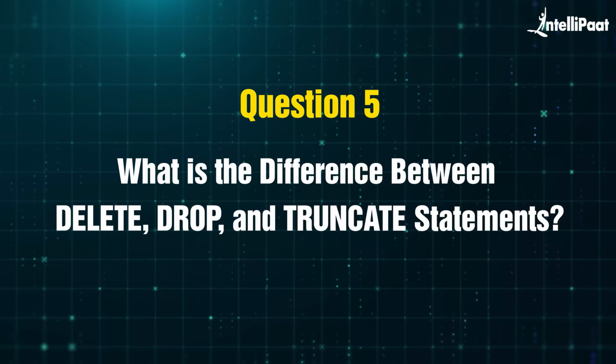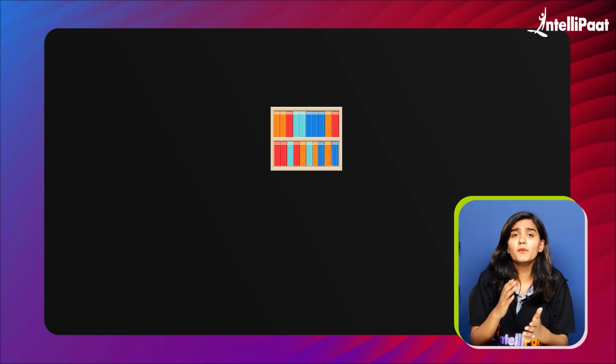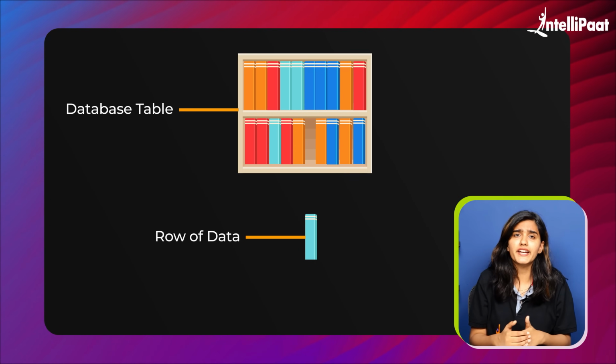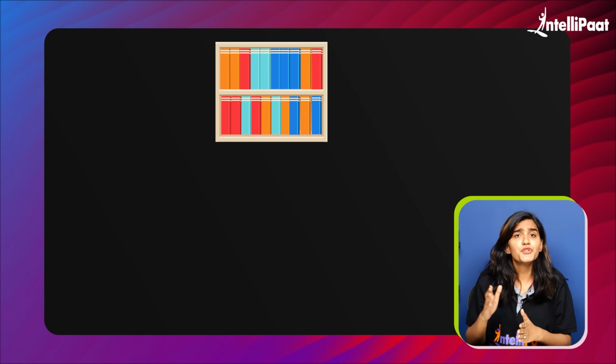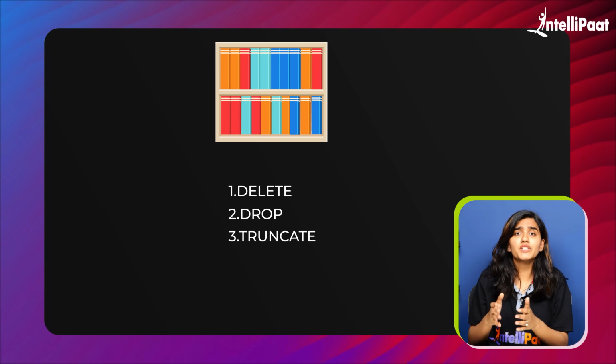Moving ahead with our question number 5, which is: what is the difference between delete, drop and truncate statements? So all of us used to have a bookshelf in our home to keep our academic books, novels or even comic books. Now consider your bookshelf as your database table, and each book represents a row of data. Now if you want to clear out or delete data from this bookshelf, you have 3 options: delete, drop and truncate. Here's how they are different.